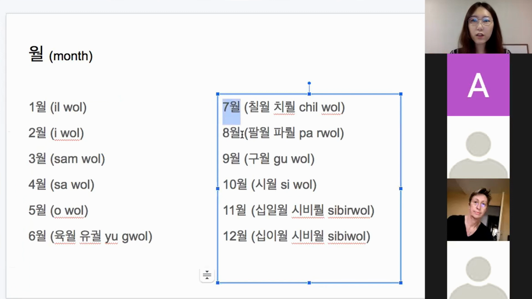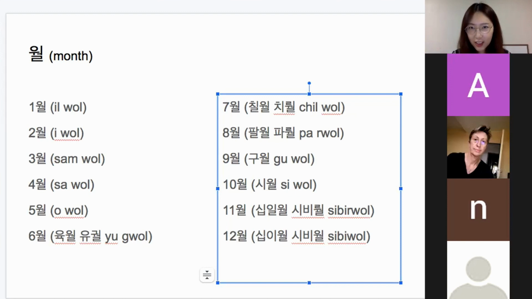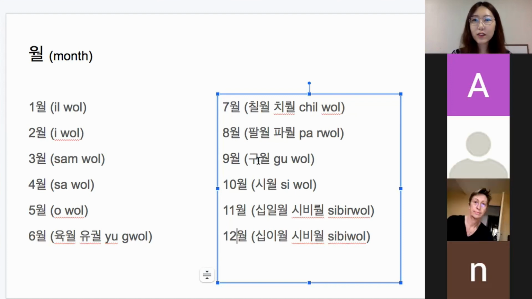Next one is 7월, 8월, 9월, 10월, 11월, 12월. 7월, 8월, 9월, 10월, 11월, 12월. Last one is we call 12월.